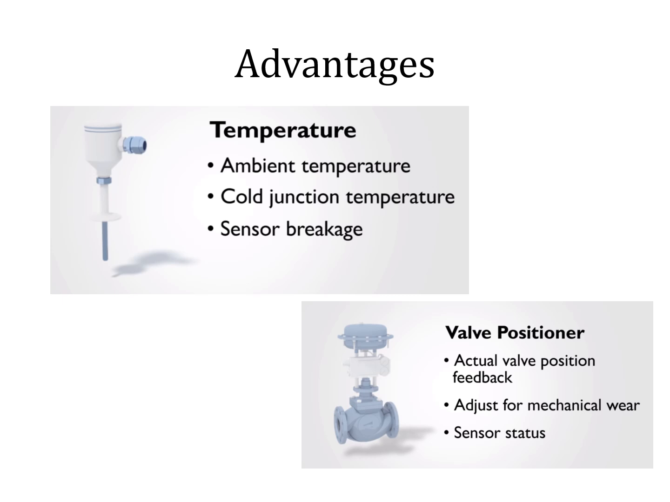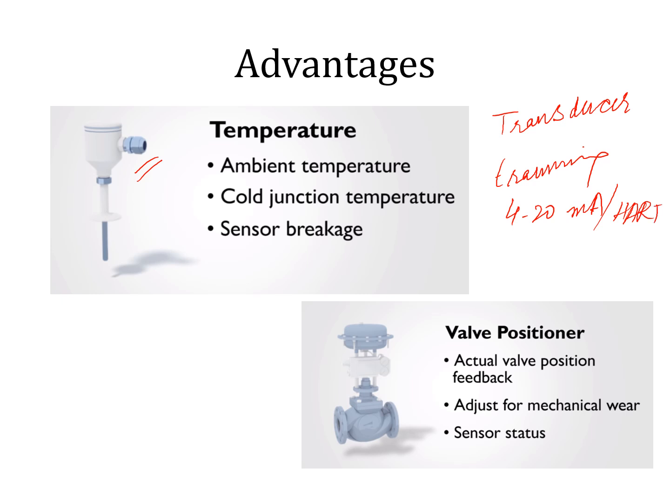Now, advantages as far as transmitters are concerned. I am using the word transmitter. What is a transmitter? Transmitter means when we have a transducer with the capability of transmitting its output over 4 to 20 milliampere or HART, we call them transmitters. So a transmitter is a transducer with the capability of converting any physical variable into electrical, and finally it is able to convert its output into the format of 4 to 20 milliampere and HART.